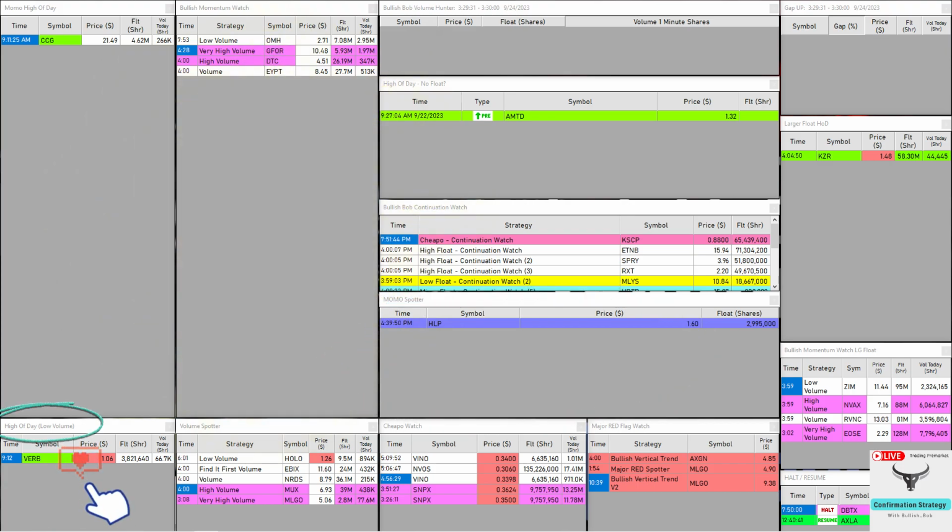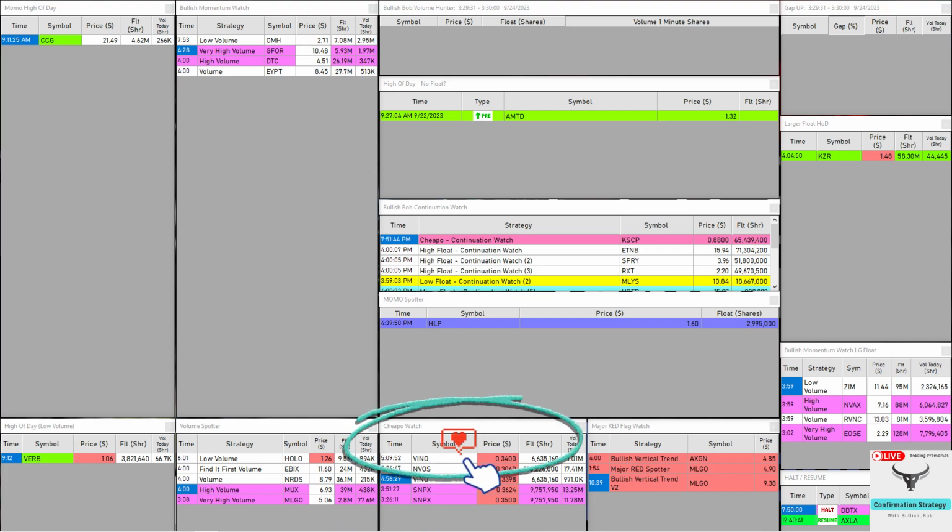Down at the bottom left, we've got the high of day low volume scanner. That's exactly what you're thinking. Stocks making new highs with low volume. This volume spotter scan will spot volume that's not exactly bullish momentum. So if we're looking for bullish momentum, that would be the scan above.